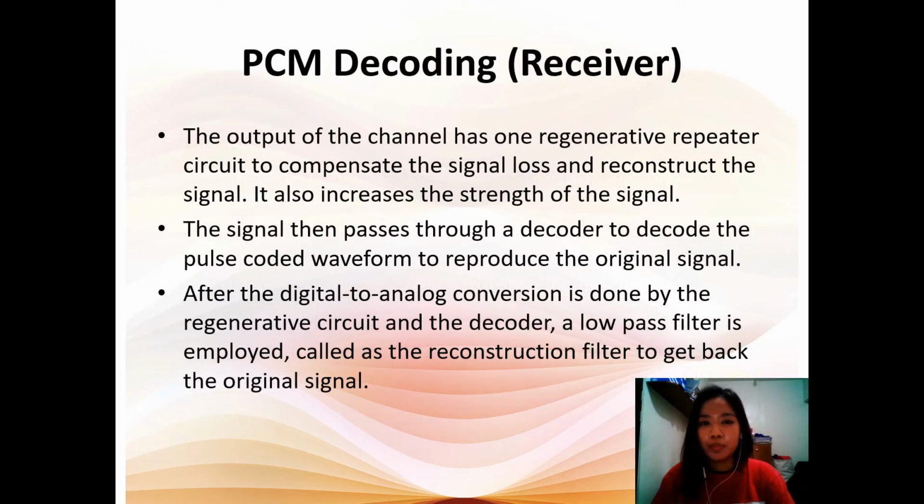And of course, after passing through a channel or a medium, the signal reaches the receiver where it must be decoded. So the output of the channel has one regenerative repeater circuit to compensate the signal loss and reconstruct the signal. It also increases the strength of the signal. The signal then passes through a decoder to decode the pulse-coded waveform to reproduce the original signal. After the digital to analog conversion is done by the regenerative circuit and the decoder, a low-pass filter is employed, called the reconstruction filter, to get back the original signal.